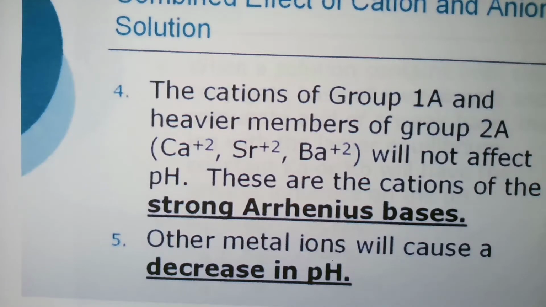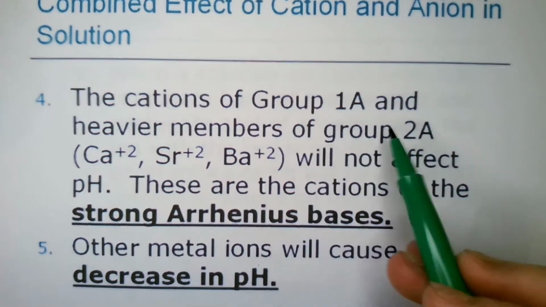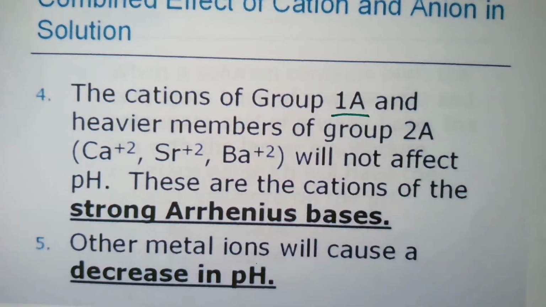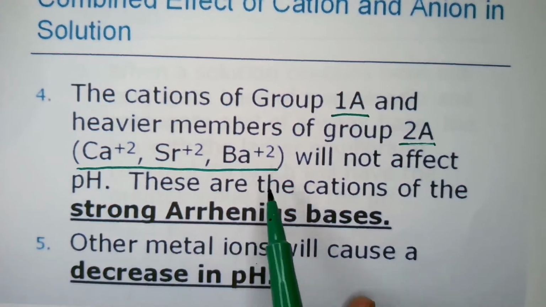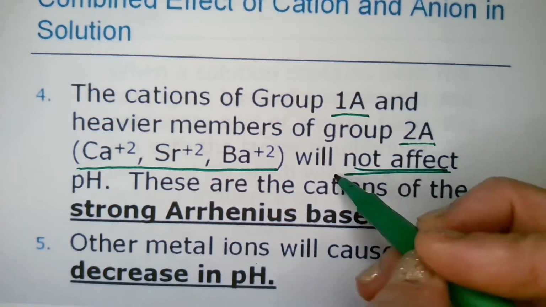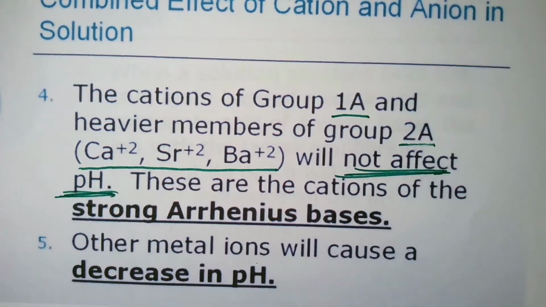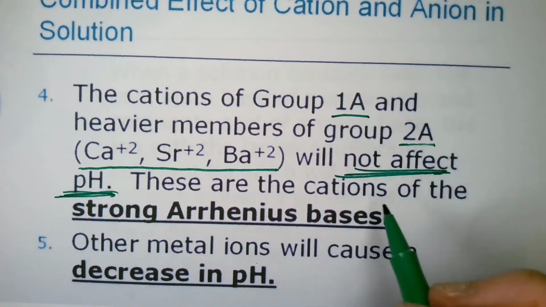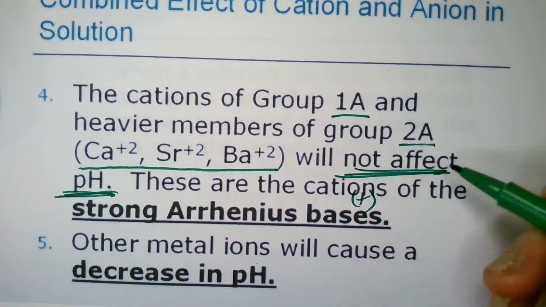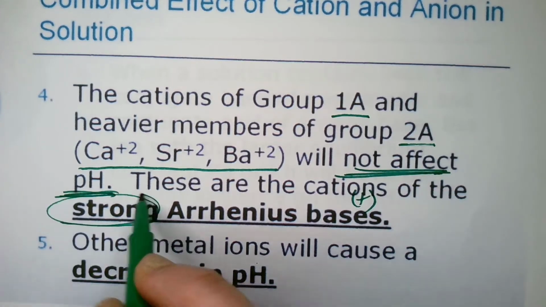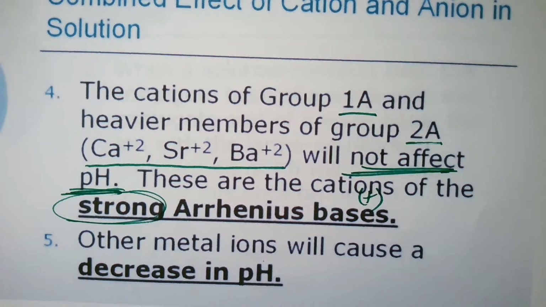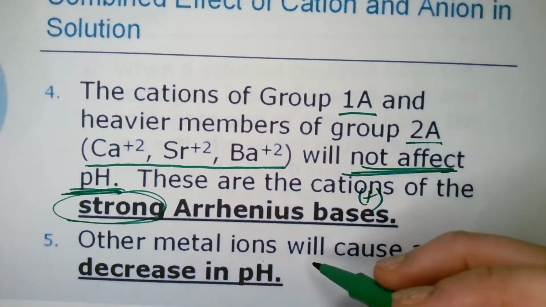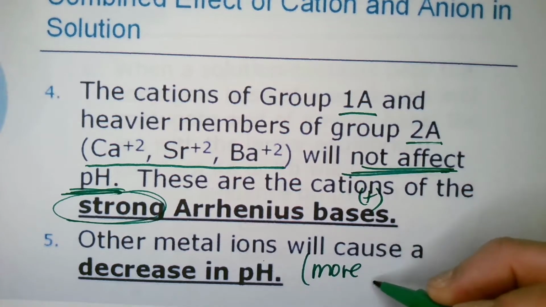And just to hammer it home, the cations of group 1A are sodium, potassium, lithium that we just listed in the last slide. And our group 2A, the calcium, strontium, barium, will not affect the pH because they are the positive cations of the strong Arrhenius bases. Again, all of the other metal ions will cause a decrease in pH, making them more acidic.